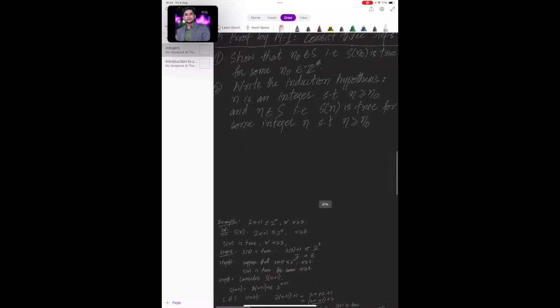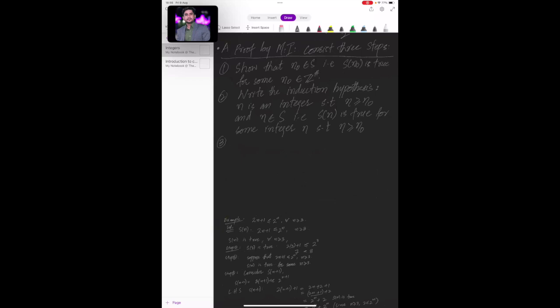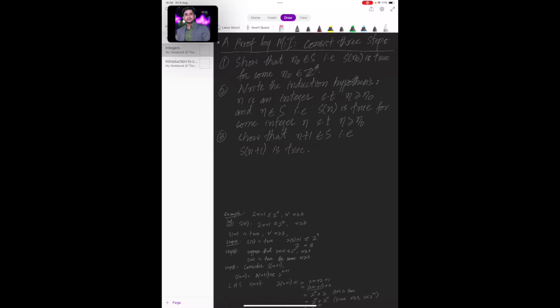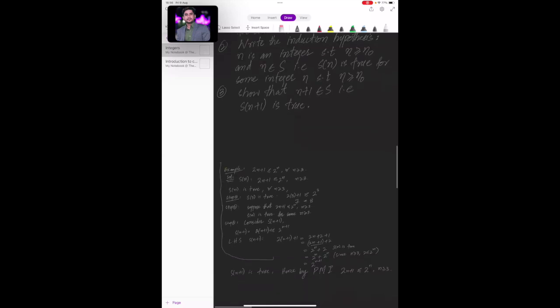And then step 3 is show that n plus 1 is inside S, or you can say a similar thing as S of n plus 1 is true. Then we have this example.